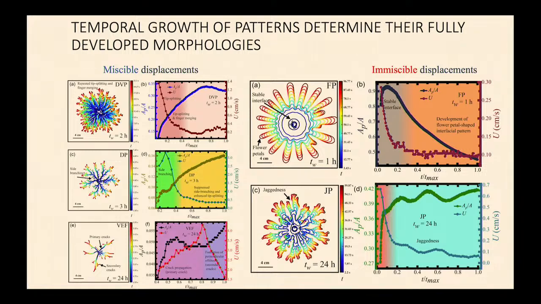Okay, and I just told you about the fully developed morphology, but we also looked at the temporal growth of the patterns. I'm not going to have time to tell you this, but obviously the temporal growth of the patterns determines their fully developed morphologies. And like I told you, in the case of the dense viscous pattern, we see a lot of tip splitting as the Laponite clay age increases and the clay becomes a little more elastic, you see a lot of side branching and then eventually cracking. And when you have an immiscible displacement, you start off with a stable interface, you form these protrusions, and then you get this kind of a ramified jagged pattern.